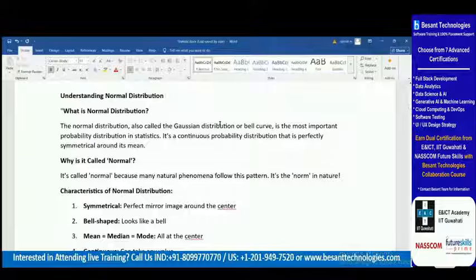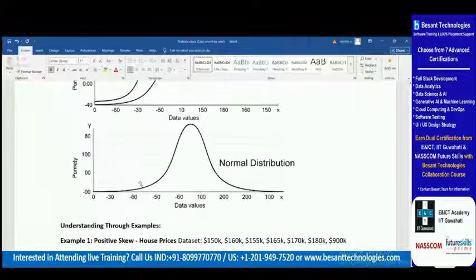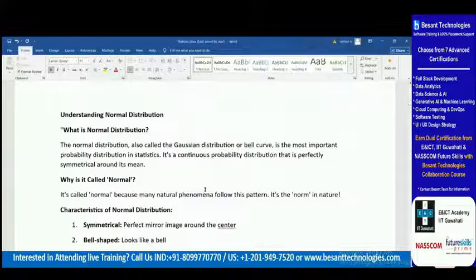This normal distribution is also called Gaussian distribution, where you can see that your data is normally distributed like this. It won't be negatively skewed or positively skewed, and in between you will have a bell-shaped curve where you can say that your data is normally distributed. You won't have any kind of skewness in your data set, and this is the most important distribution in probability when considering statistics.